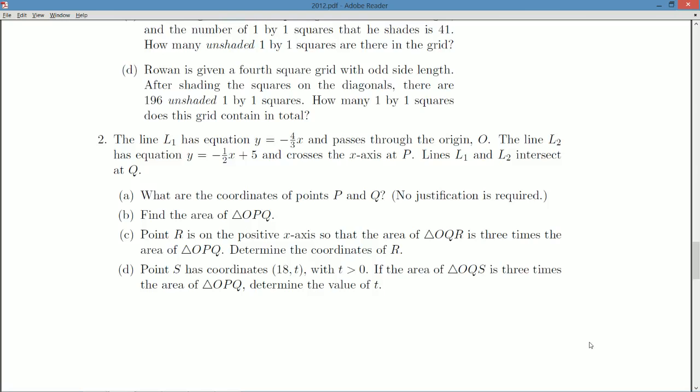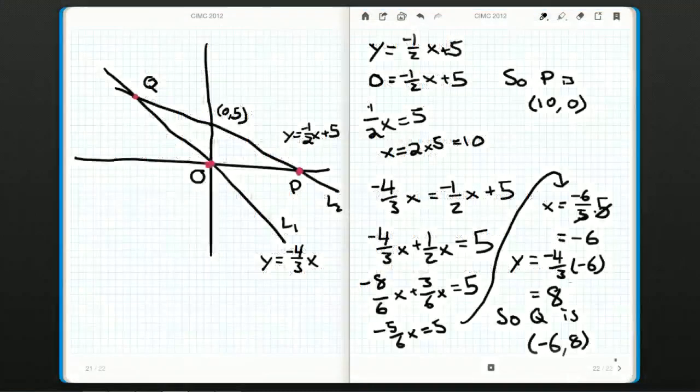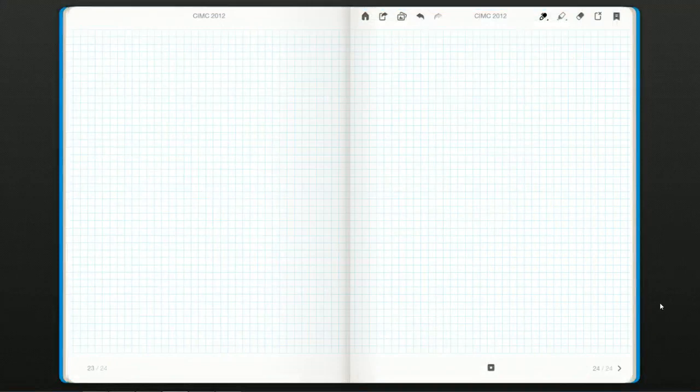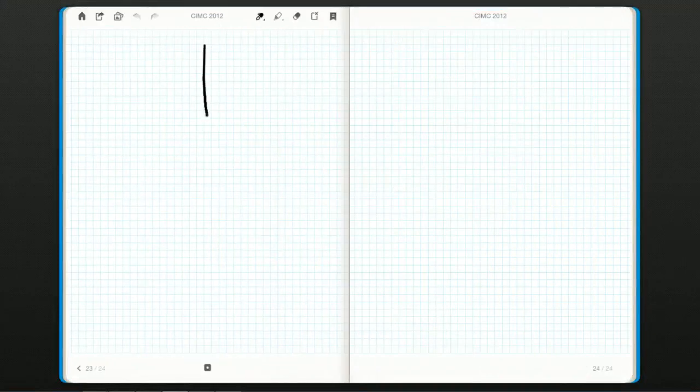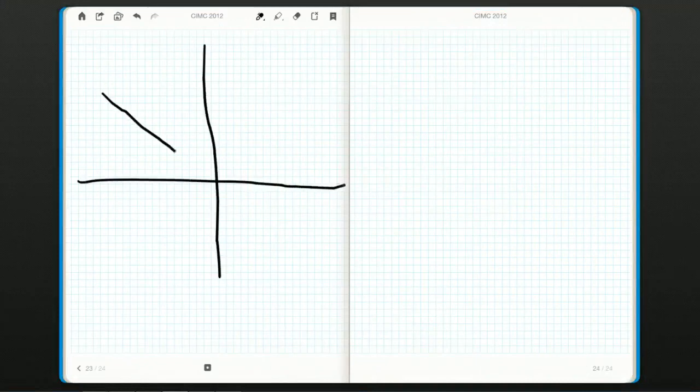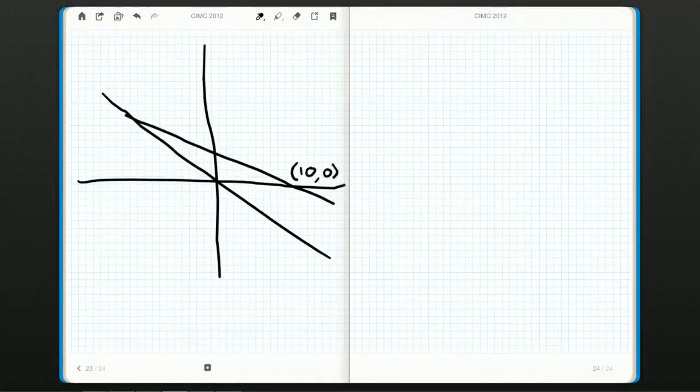So, question B, find the area of triangle OPQ, okay? So let's redraw our little diagram. But now we can label coordinates. We know this is going to be 10, 0 over here. We know this is going to be 0, 0. And we know up here we have negative 6, 8. Okay, that's Q, that's P, and that's O. So we're asked to figure out the area of triangle OPQ.